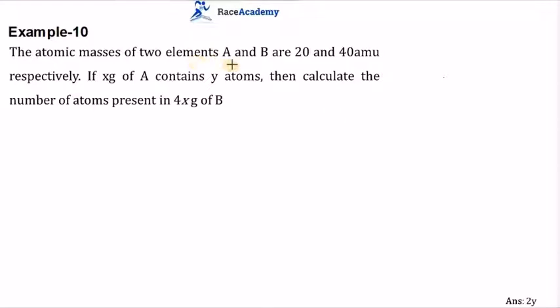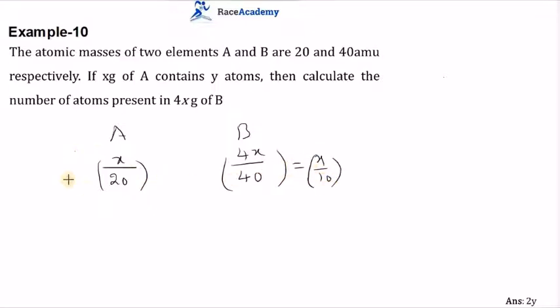The atomic masses of two elements A and B are 20 and 40. So there are two elements given, A and B. Atomic mass of A is 20. Atomic mass of B is 40. They are given that the mass of A is x grams, and the mass of B is 4x grams. So x by 20, and 4x by 40 is x by 10.